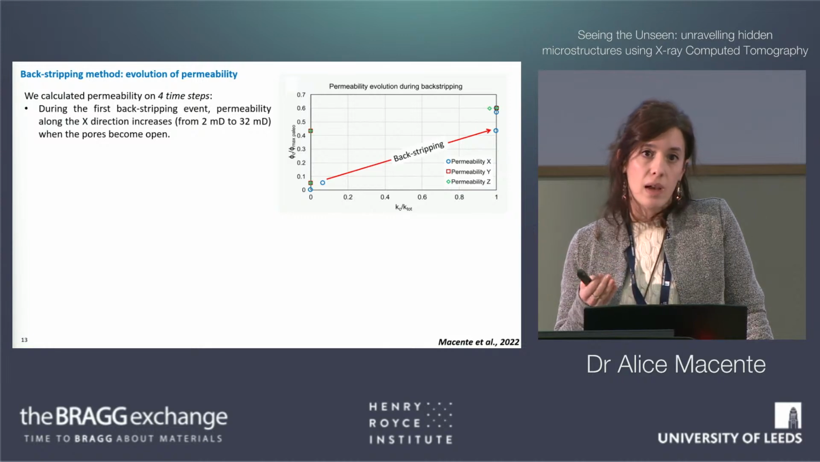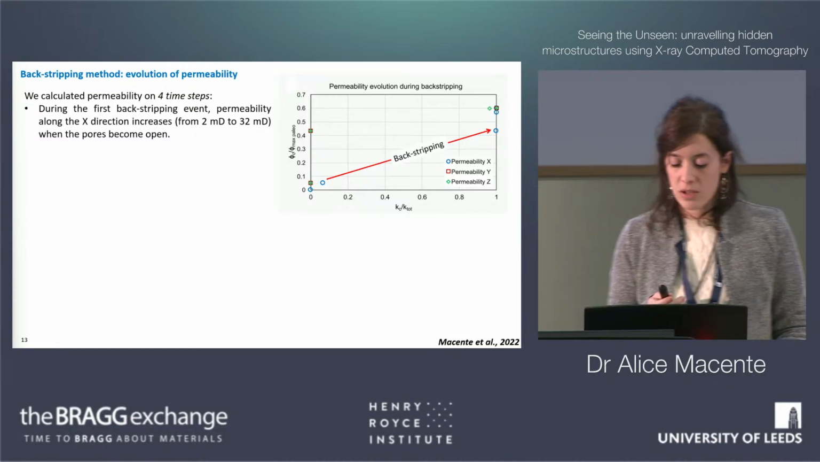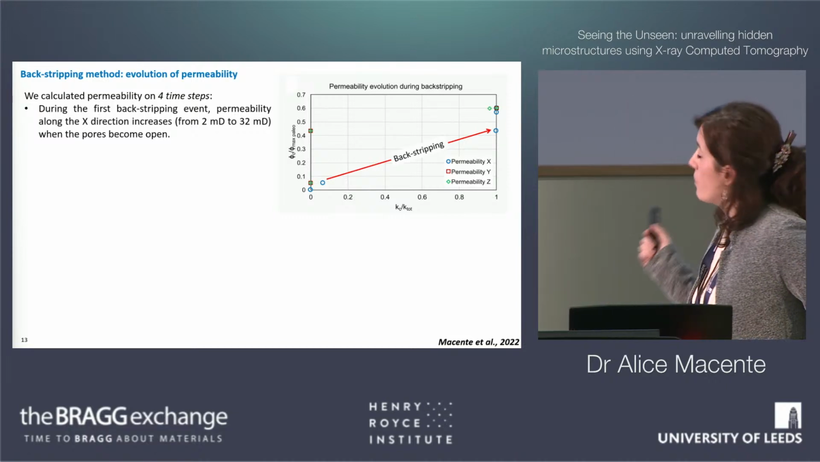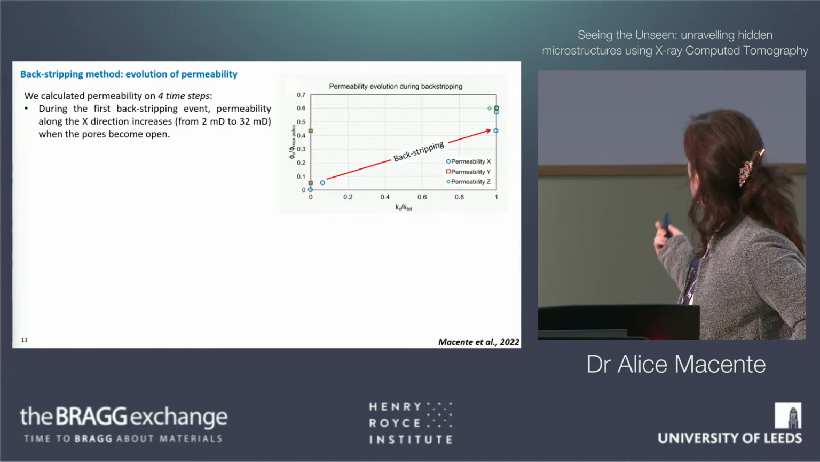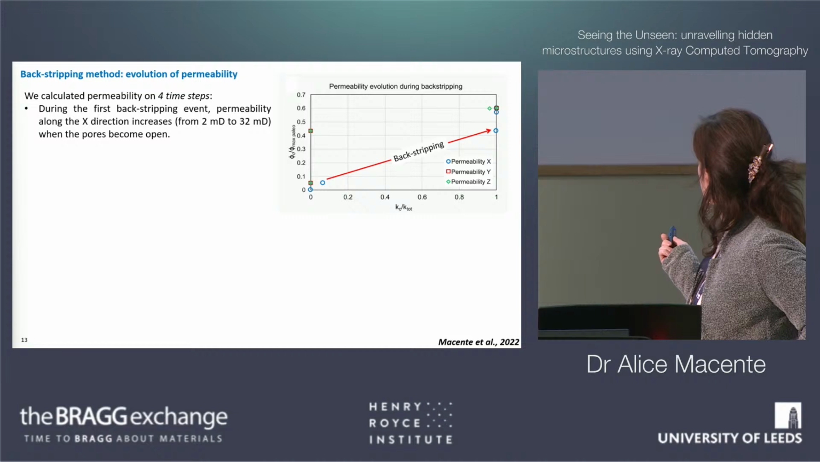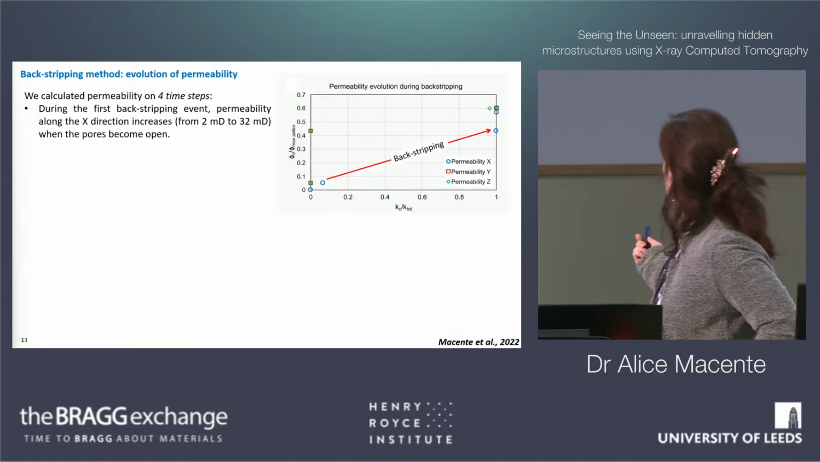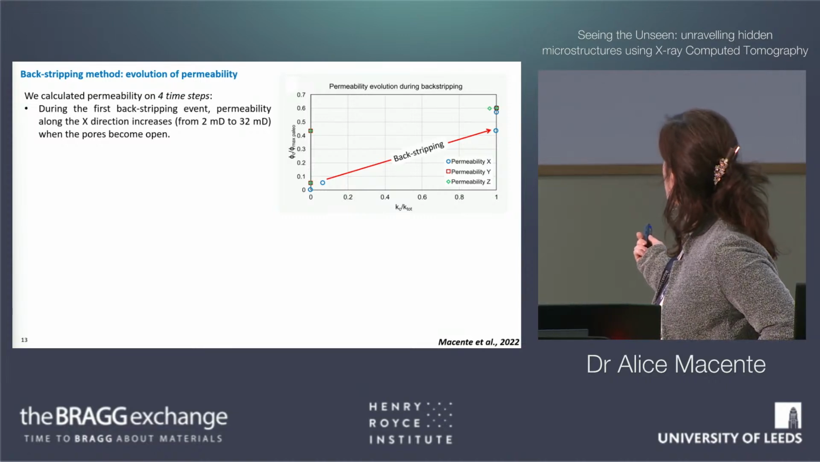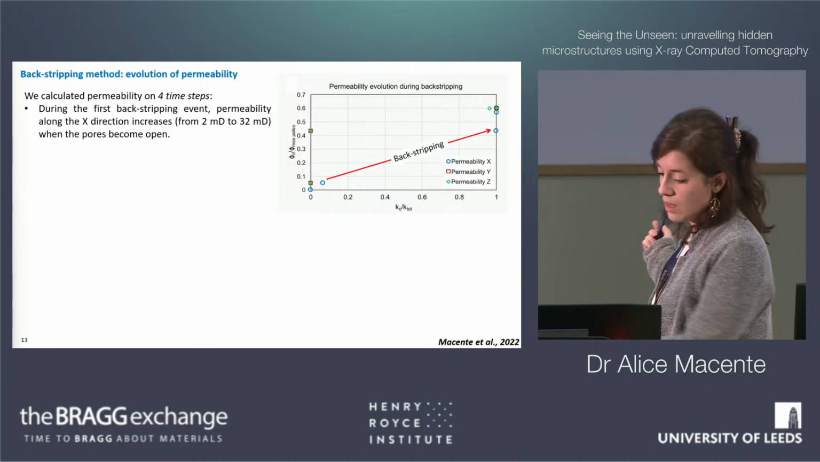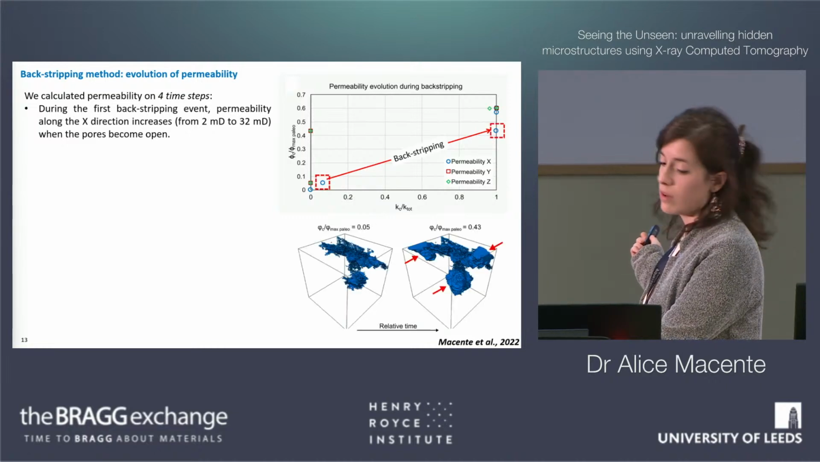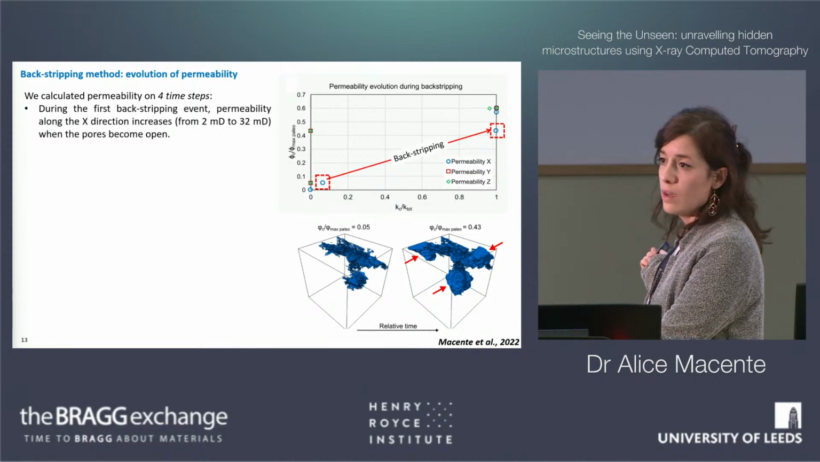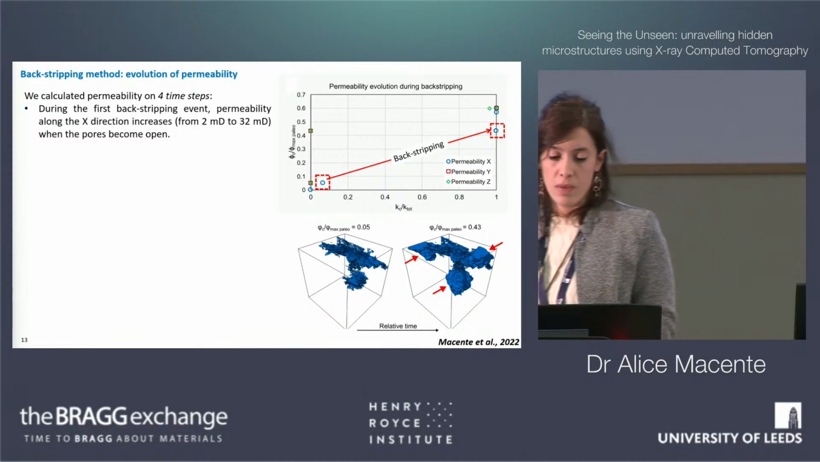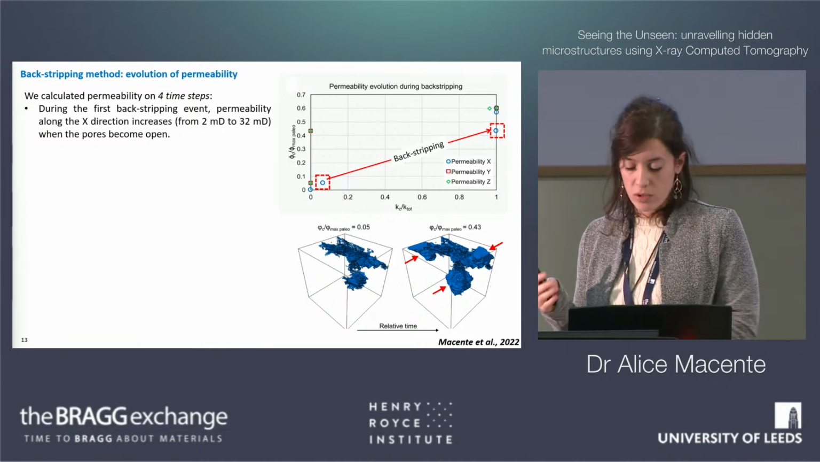So we also calculated permeability through some simulation. And what we saw is that when we first tried to dissolve the calcite, as you expected, during the first time steps we greatly increased the permeability from 2 to 32 millidarcy. And that is because, if we have a look at our 3D geometry, we immediately dissolve big pores. So the calcite in them was quite big.